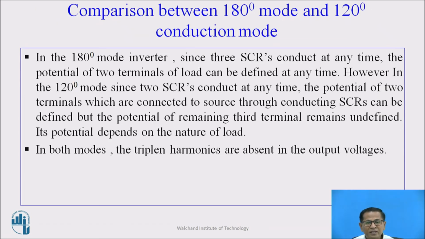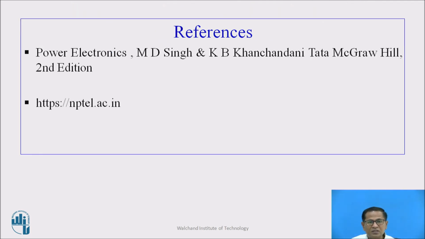Now, in the 180 degree mode, since 3 SCRs conduct at any time, the potential of the 3 terminals of the load can be defined at any time. However, in the 120 degree mode, since 2 SCRs conduct at any time, the potential of the two terminals which are connected to the source through the conducting SCRs can be defined, but the potential of the remaining terminal remains undefined. Its potential depends upon the nature of the load. In both modes, the triplen harmonics are absent in the output voltages. These are the references.